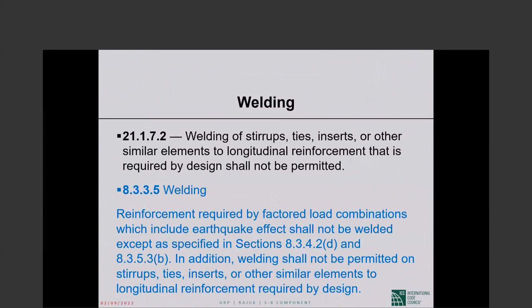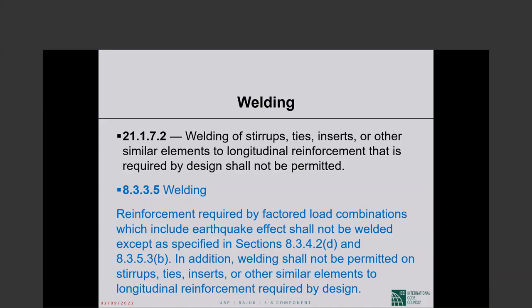Okay, welding of stirrups, ties, inserts, or other similar elements to longitudinal reinforcement that is required by design shall not be permitted. Okay, this is a very important requirement in high seismic construction. So if you need to weld a tie to a longitudinal bar, it has to be a construction bar added for that purpose. It cannot be a bar that carries stresses by your design.